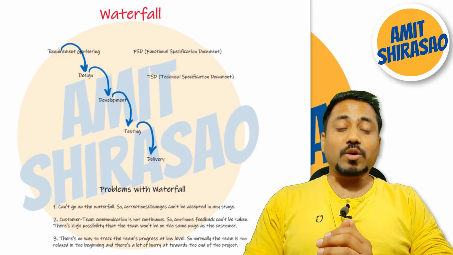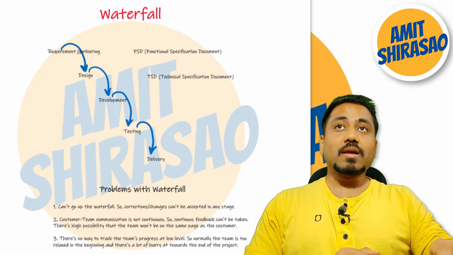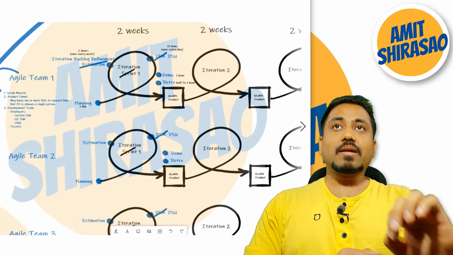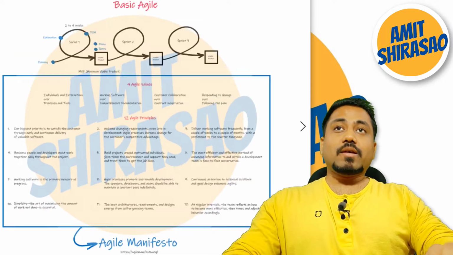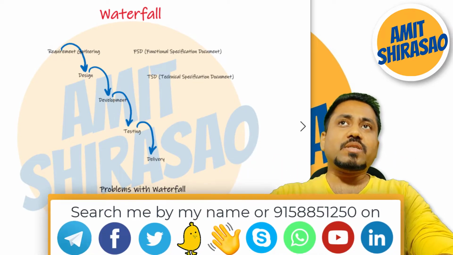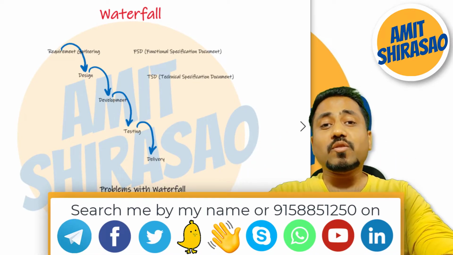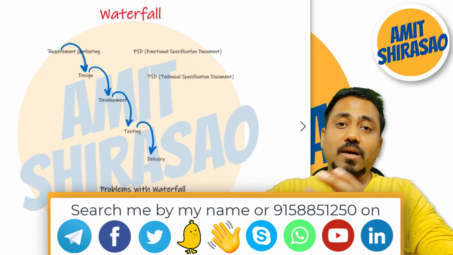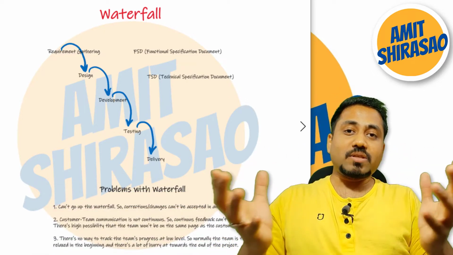Today we are going to see what is the difference between Waterfall, Basic Agile and Scaled Agile. So let's come to the Waterfall first. Waterfall is the oldest method of project management. What does happen in this waterfall?